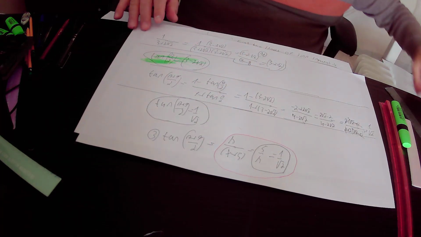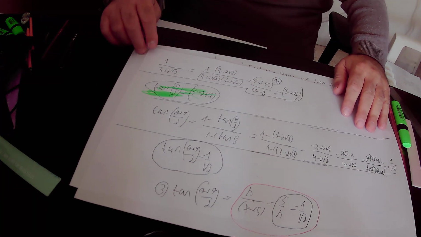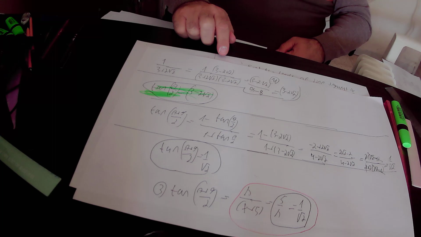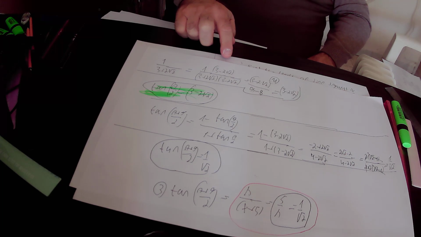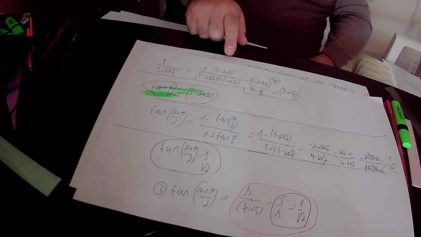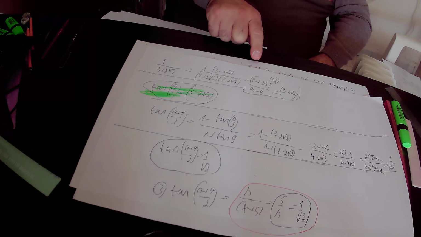So we have the expression of 1 over 3 plus 2 times square root of 2. We multiplied by 3 minus 2 times square root of 2, and we divide it by 3 minus 2 times square root of 2. So in the numerator we have 3 minus 2 times square root of 2, and in the denominator we have an expression that is very similar to the algebraic identity that a plus b times a minus b equals a squared minus b squared.